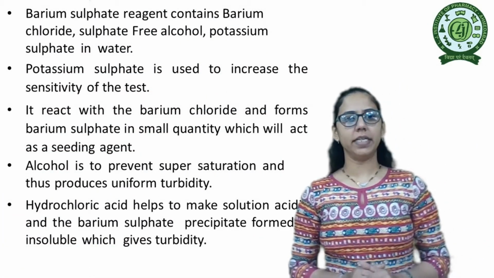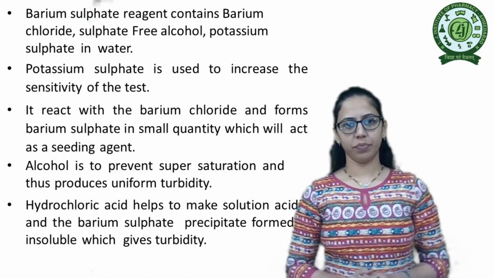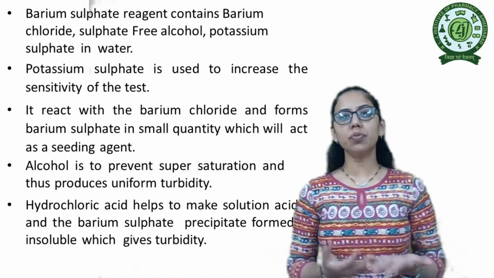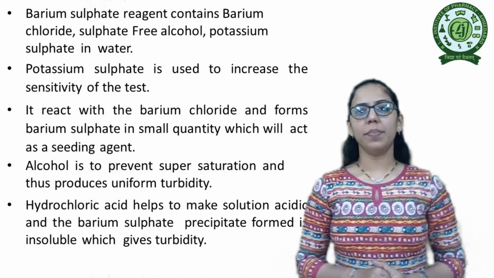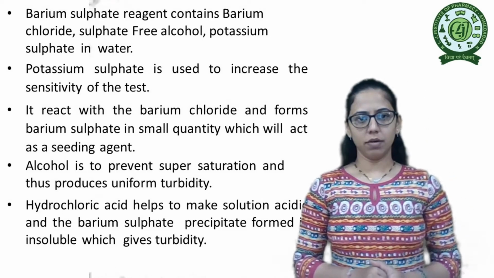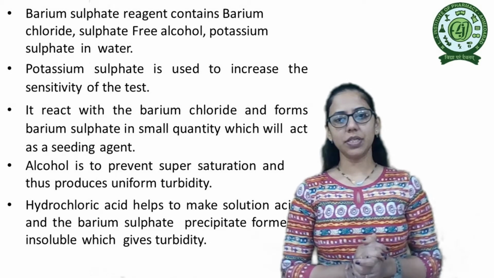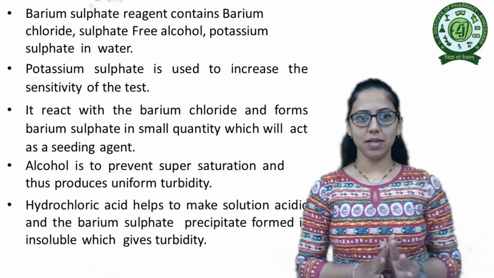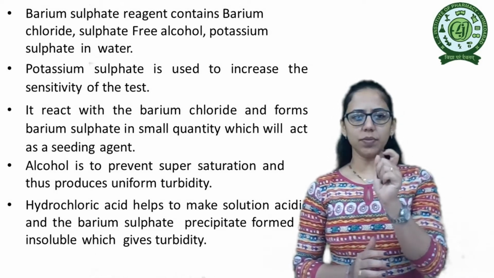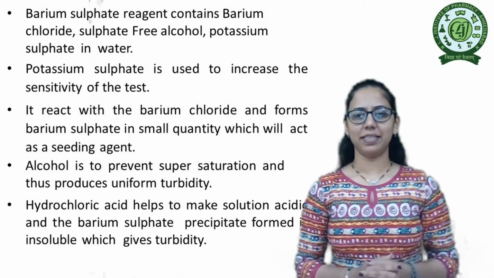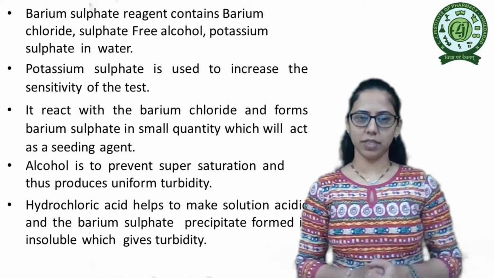Barium sulfate reagent contains barium chloride, sulfate-free alcohol, and potassium sulfate in water. Potassium sulfate is used to increase the sensitivity of the test. It reacts with barium chloride and forms barium sulfate in a small quantity, which will act as a seeding agent. The ionic concentration has been adjusted such that the solubility product of barium sulfate is exceeded, and a very small amount of barium sulfate acts as a seeding agent for the precipitation of newer barium sulfate.